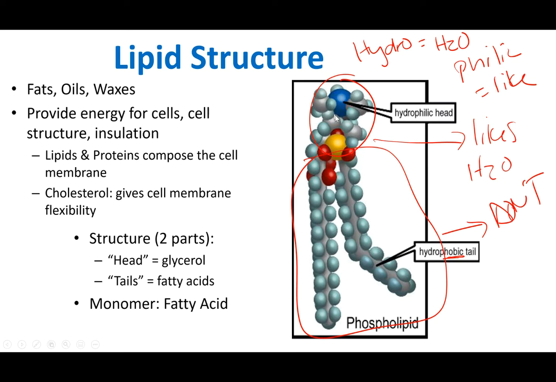Together, this glycerol head and these fatty acid tails create a lipid. But there's technically two types of monomers here, right? The glycerol head is a monomer, and the two tails are also monomers. So monomer is fatty acid. We should probably put glycerol. And then the polymer, when you put those together, you get lipids.